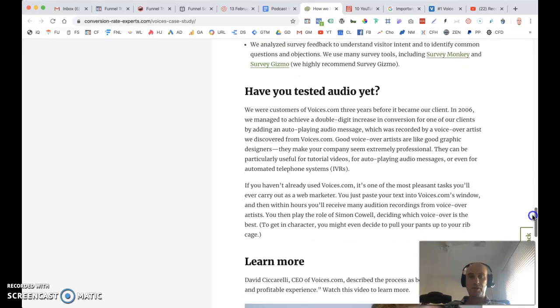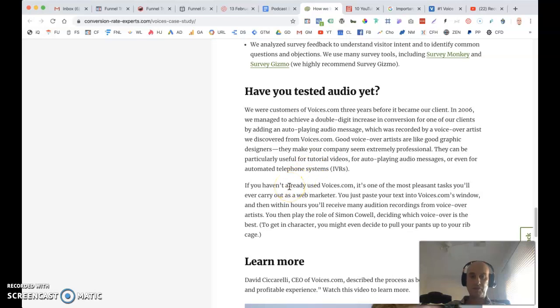And then the last point they've suggested is that the company they were doing this for was voices.com, and they basically provide an auto-playing message service or voiceovers, and this might be something worth considering for your business as well.